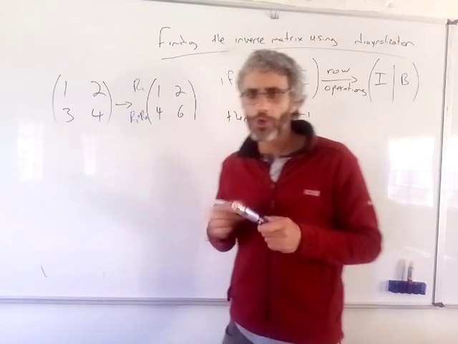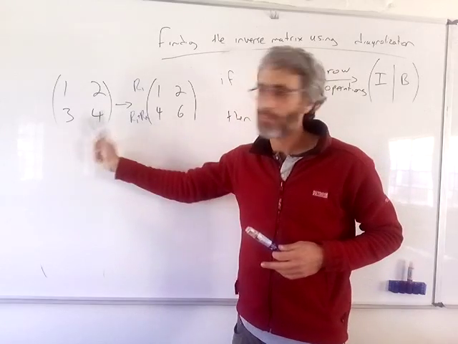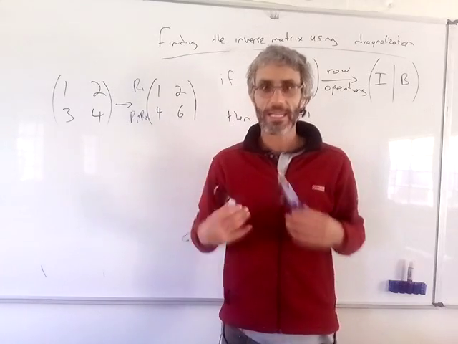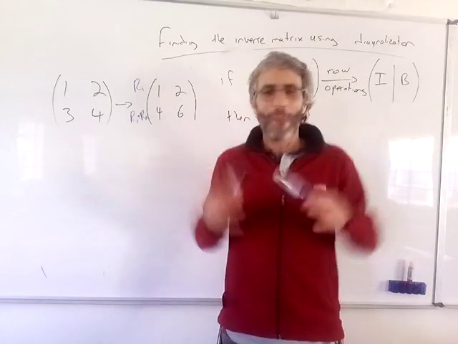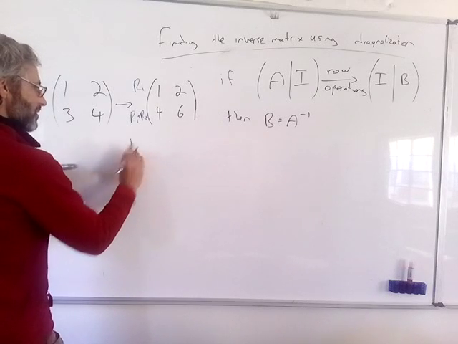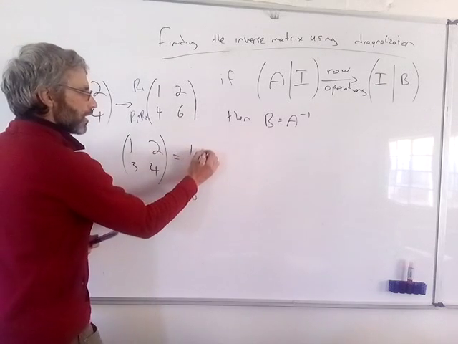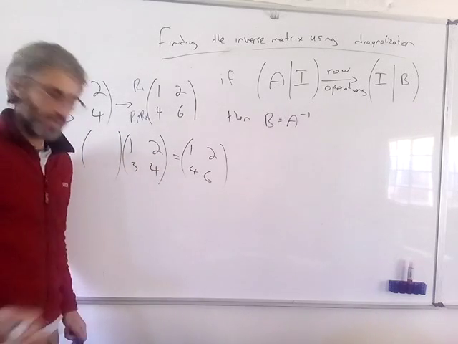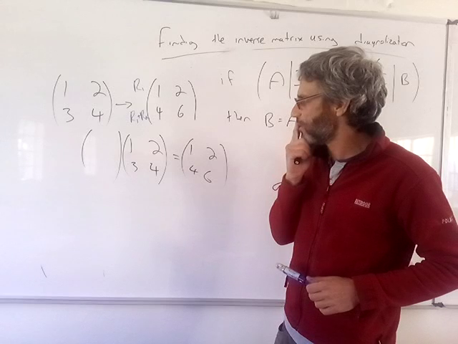Okay? Now, what I'm going to try and prove to you is that I can go from here to here by multiplying my matrix by another matrix. In other words, every row operation is mathematically equivalent to multiplying our matrix by another matrix. It's amazing stuff. Okay, let's have a look at that. So what I'm claiming is that 1, 2, 3, 4, my original matrix, can become 1, 2, 4, 6 if I multiply that matrix by something. If you want to, just pause for a second and think, what is this matrix going to be?